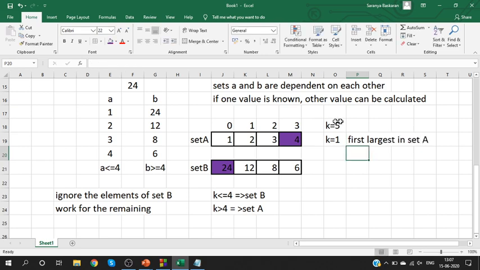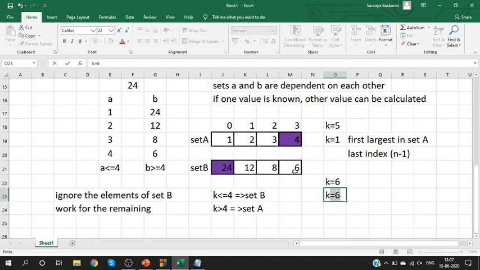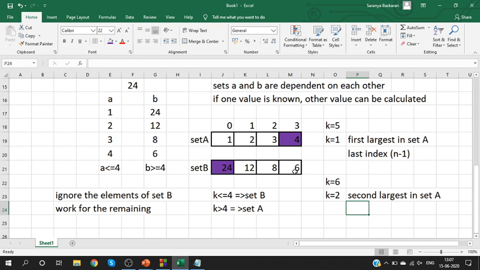Can you understand this? When K is 5, ignore the 4 elements in set B because those are not needed. Ignore the 4 elements in set B, K value becomes 1, which means I need the first largest in set A. How can I access the first largest in set A? Last index, n minus 1. Similarly, when K is 6, we will subtract 4. Ignore the first 4. So, when you subtract 4, K value is 2, which means we will need second largest in set A, which means index is n minus 2.